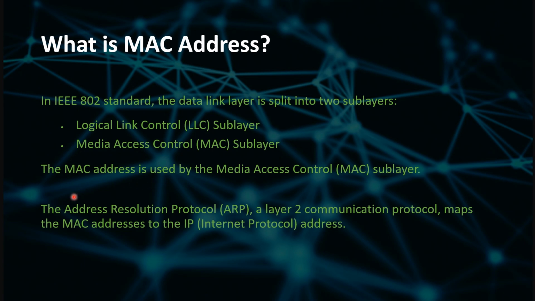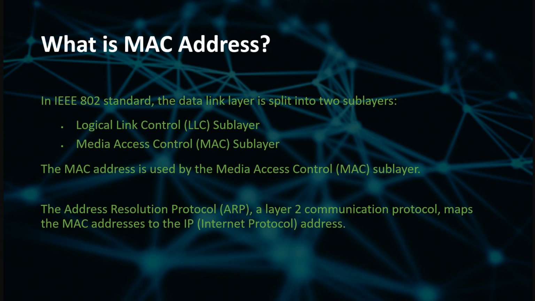Okay, so to identify the MAC address and IP address, we can use the ARP protocol, which is Address Resolution Protocol. What does it do? It works in layer 2 communication, which is the data link layer. It maps the MAC address to the IP address. This is the main purpose of ARP, and we can see how this protocol works in an upcoming session.